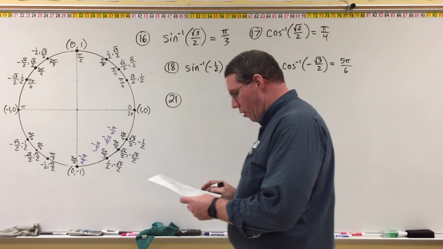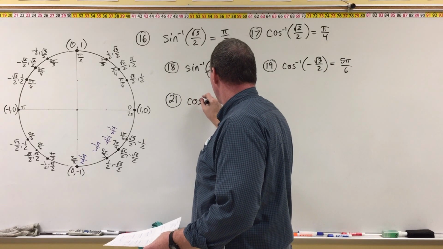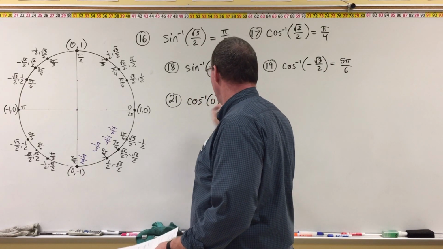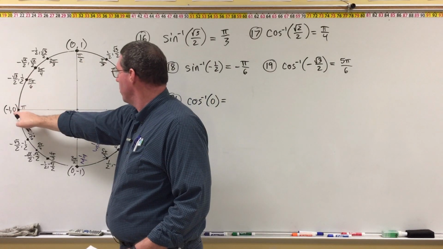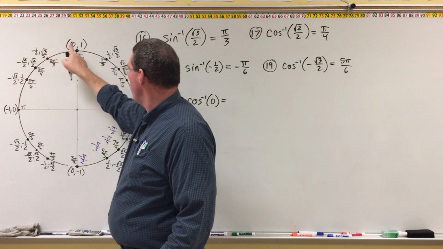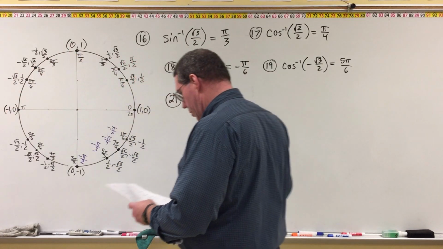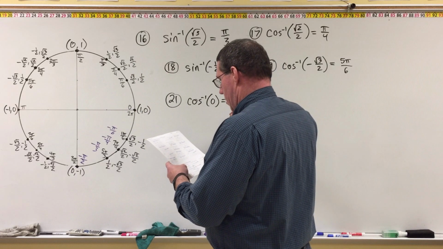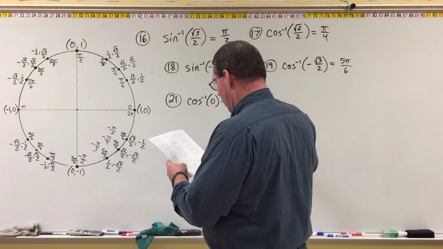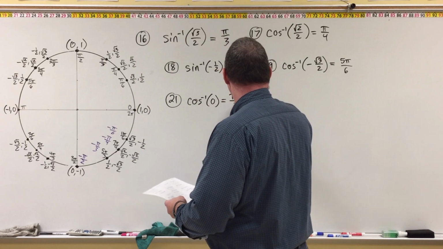So now let's do question number 21. Question 21 says cosine inverse of 0. Cosine inverse of 0. So between here and over here, the x-coordinate is 0 right here. So that's pi over 2. So that's, where are we at here? 21, pi over 2. All right.